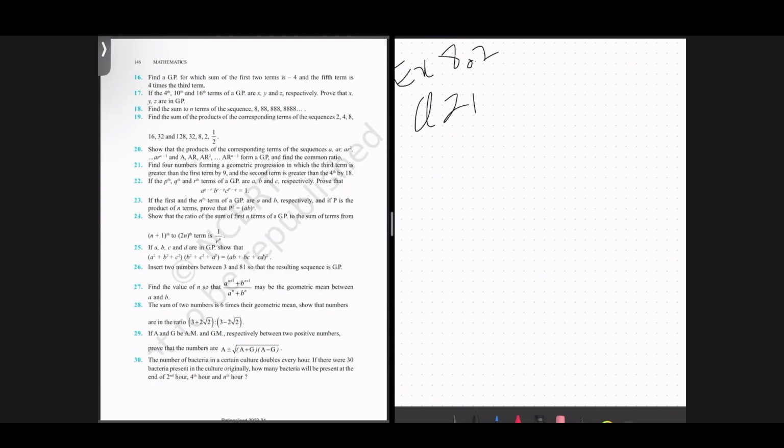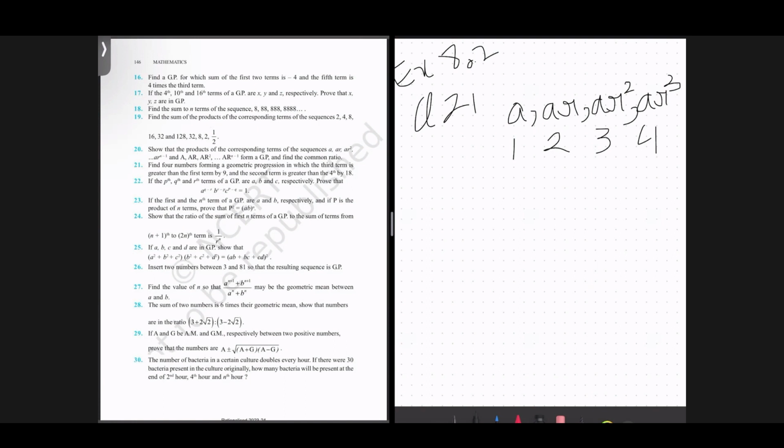Question number 21: find four numbers forming a geometric progression in which the third term is greater than the first term by 9 and the second term is greater than the fourth term by 18. So we have to find a geometric progression of four numbers. Let us assume these numbers to be a, ar, ar square, and ar cube. So this is your first, second, third, and fourth term respectively.